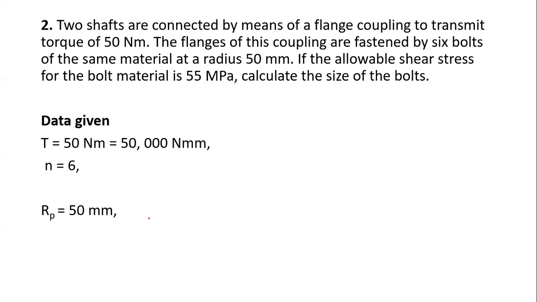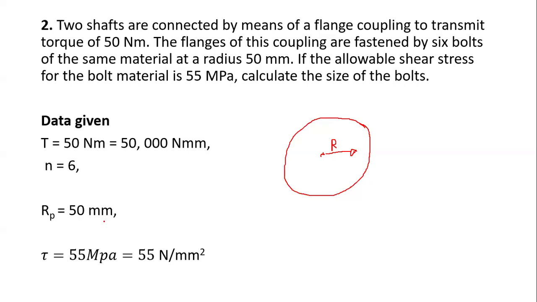The radius. A flange, of course, is basically just a wheel. From the center to where the bolts are, we are told this radius from the center of the flange to each bolt, this R, is 50 millimeters. So R is our 50 millimeters. Shear stress is 55 megapascals, or you can say 55 newtons per square millimeter.